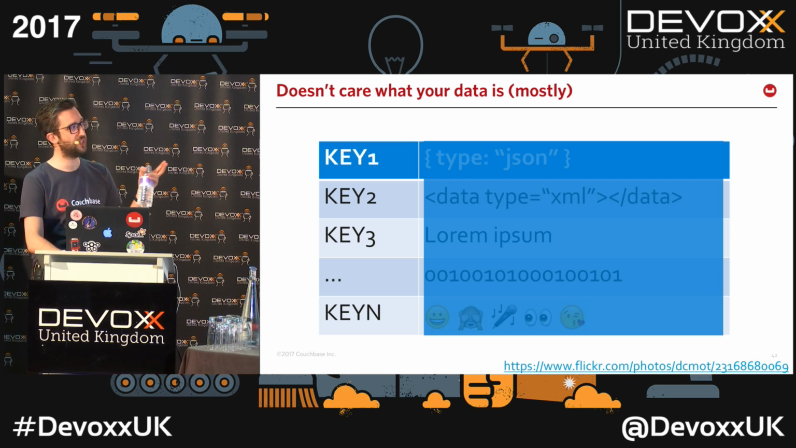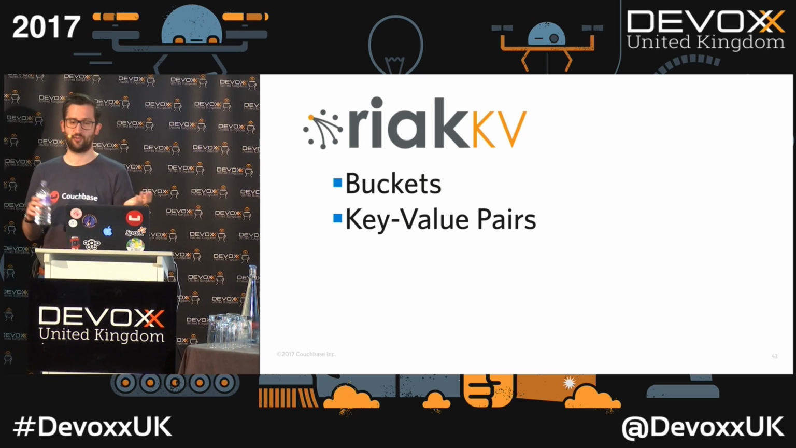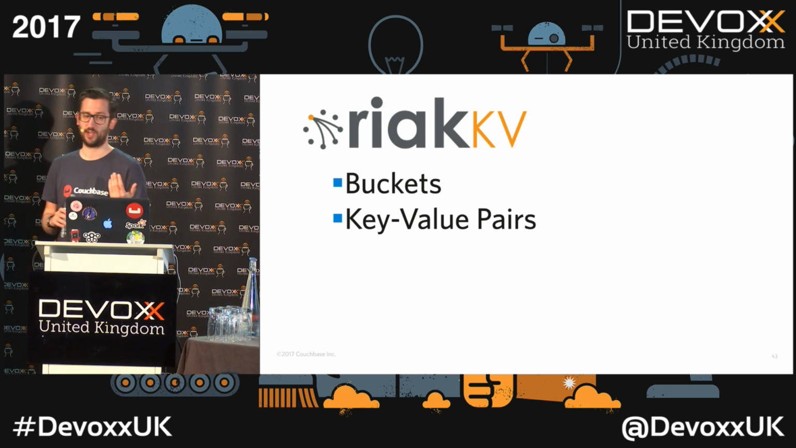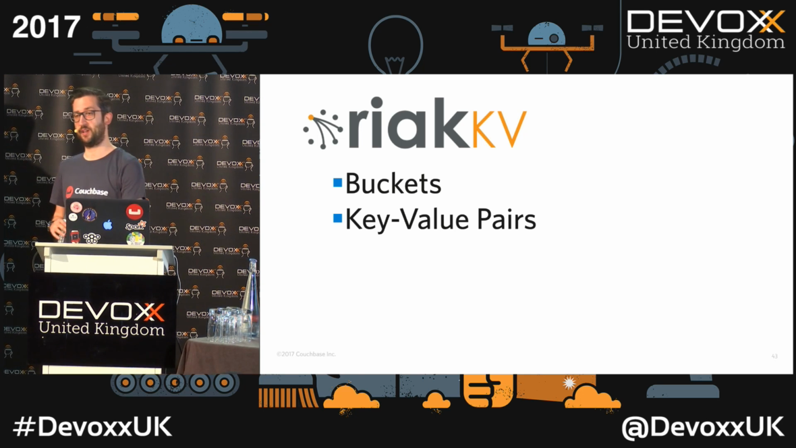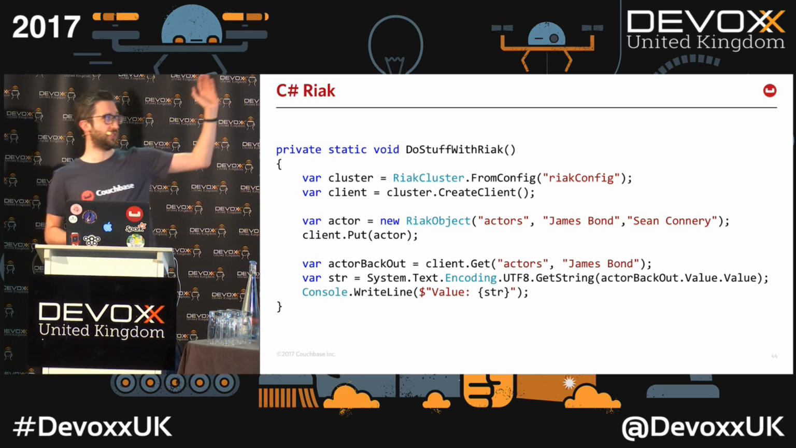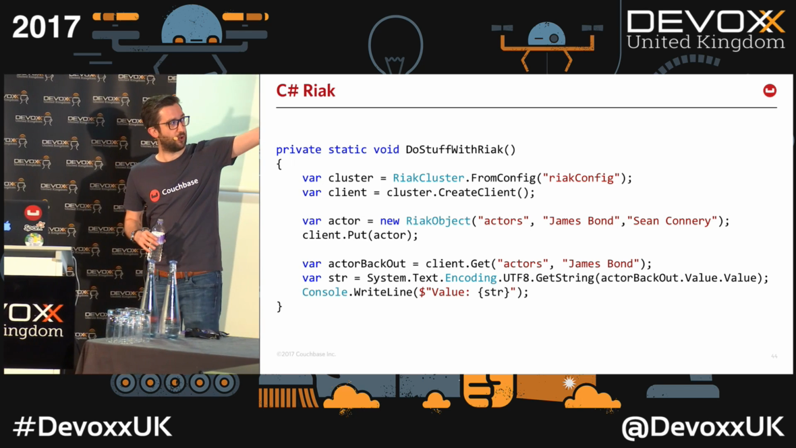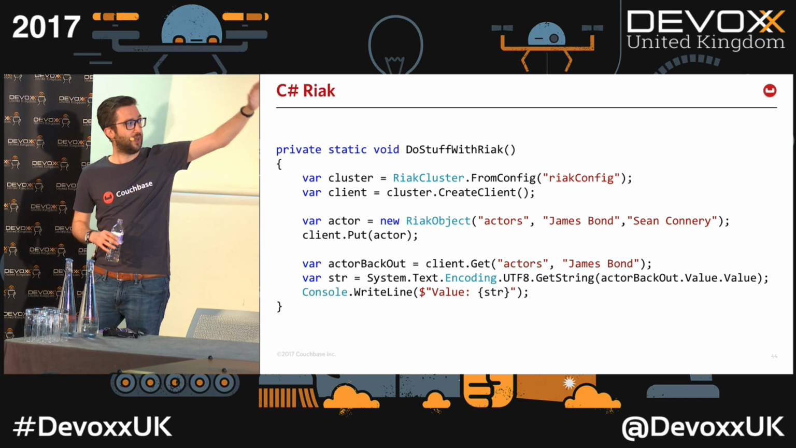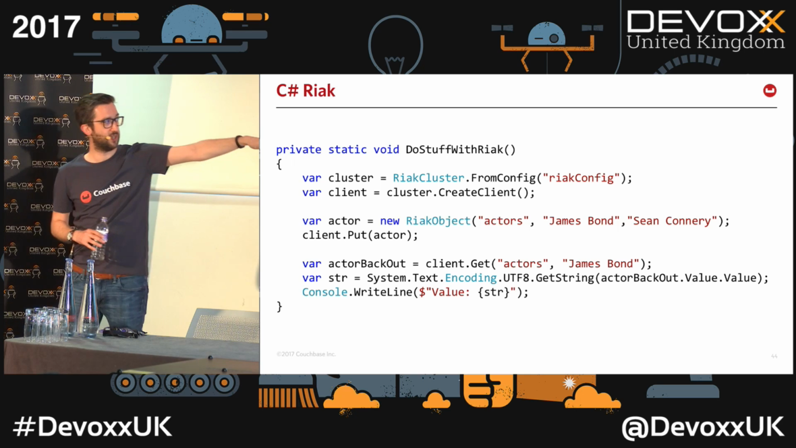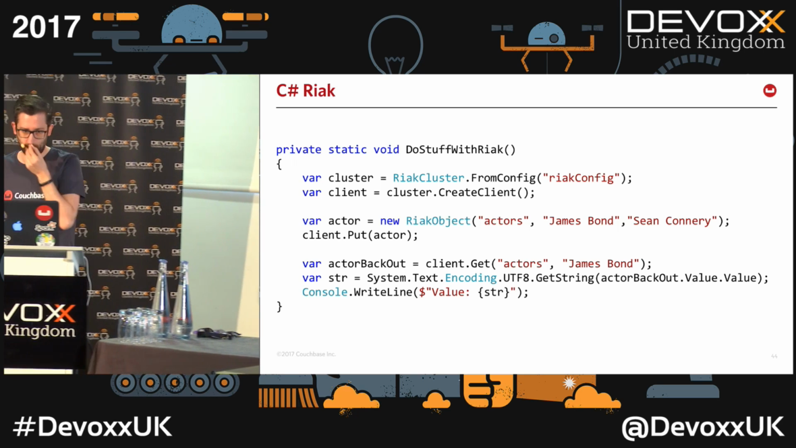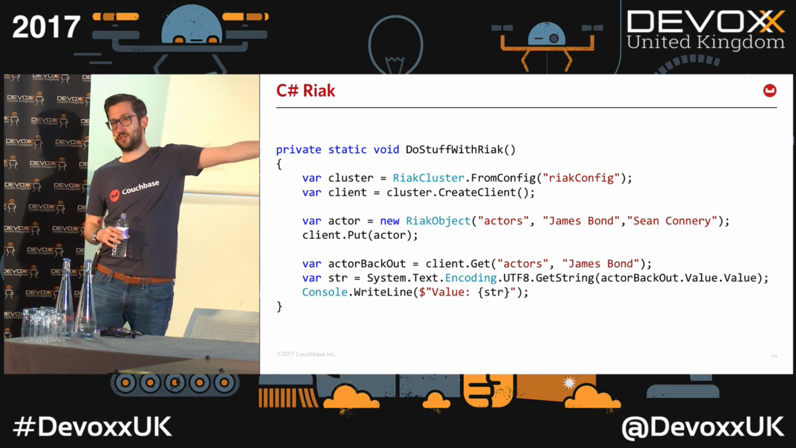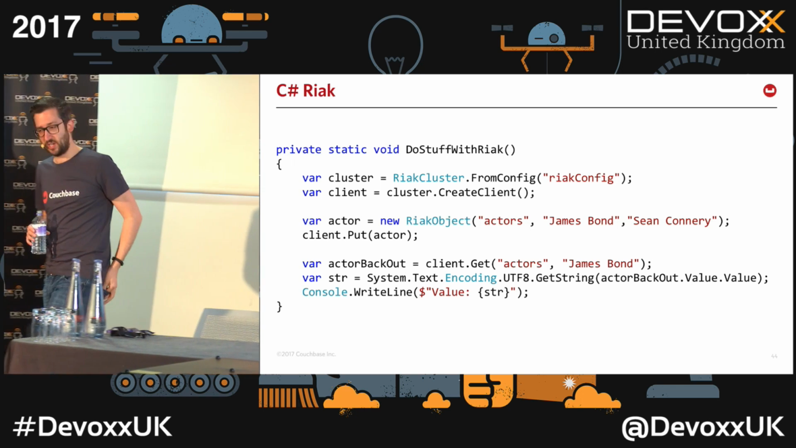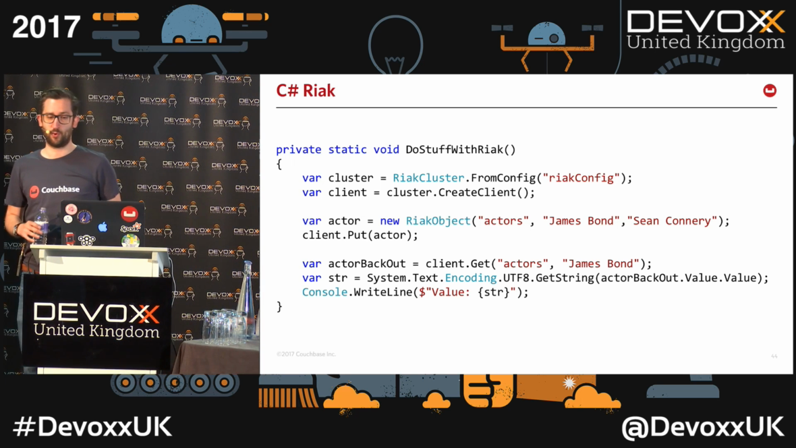And you'll see that in the Riak example, and I'll show you the code, which is very similar to that which we saw for Couchbase: you have buckets into which you put data, and you have key value pairs. So, at the top, get a config, create the client, and then with that client, insert an actor. And the actor in this case is an object which is going into the actors bucket. The key is James Bond, and the value is Sean Connery.